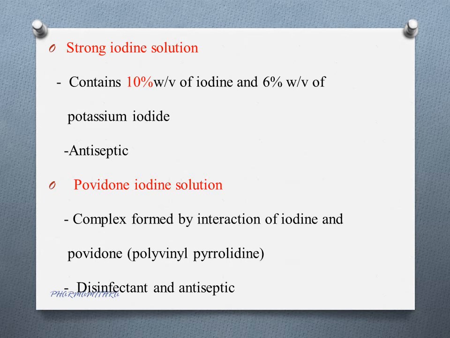The next iodine solution is the strong iodine solution. As the word says, strong, the percentage of iodine increases to 10% weight by volume of iodine and 6% weight by volume of potassium iodide. It also acts as an antiseptic. Povidone iodine solution: povidone iodine is a complex formed by the interaction of iodine with povidone. Povidone is polyvinyl pyrrolidone. It acts as a disinfectant as well as an antiseptic.